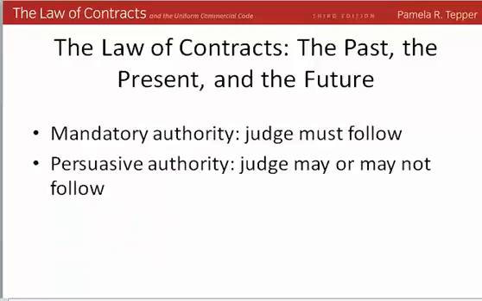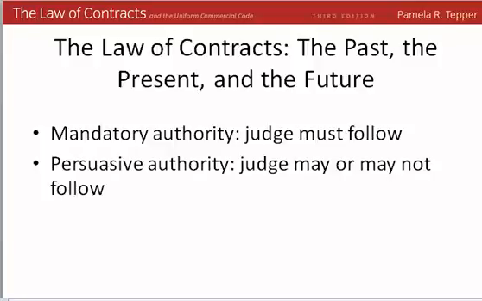Now, because we have different court systems throughout the United States at the federal level, and then various courts at the state level, and each state has its own court system, we have to determine whether or not the case law is mandatory authority or persuasive authority. Mandatory authority is law or case law that a judge must follow, while with persuasive authority, the judge gets to decide whether or not they follow it.